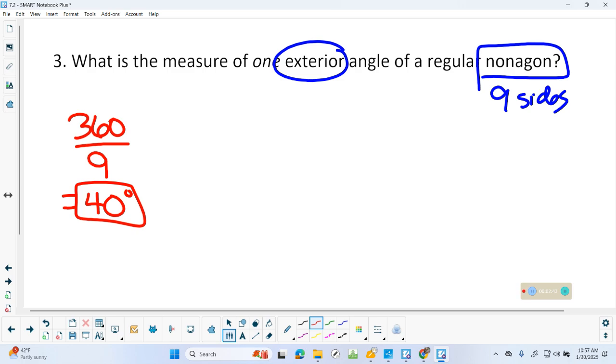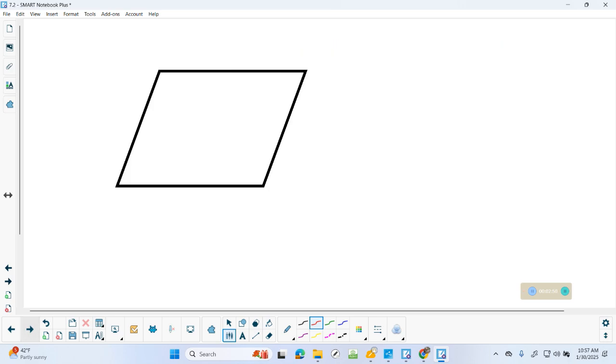What if I asked you for the interior, quick, no work? 140. 140. Because they make a linear pair and should add to 180. Good. Okay, let's talk about a parallelogram. Now this isn't on your notes, we're just going to look at it.